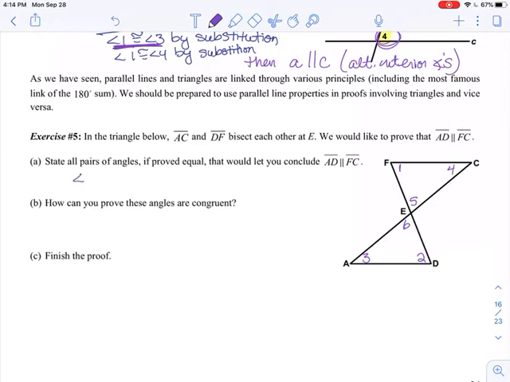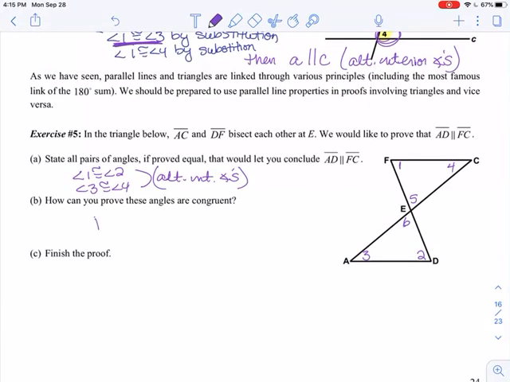So the ones that would help me to prove the lines are parallel: if you could prove that angle 1 is congruent to angle 2, or if you could prove angle 3 is congruent to angle 4, that would make the lines parallel because they are both alternate interior angles. And if the alternate interior angles were congruent, then the lines would have to be parallel to each other.